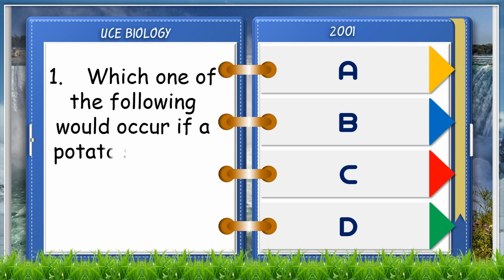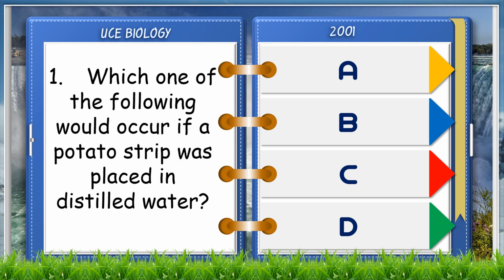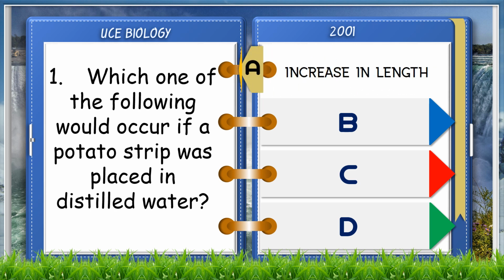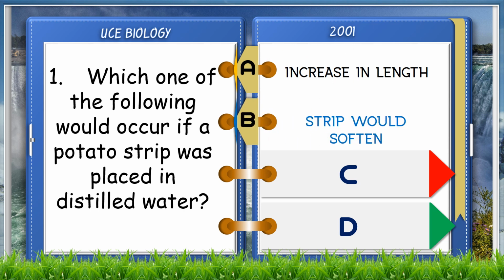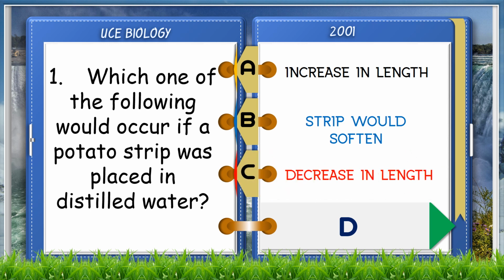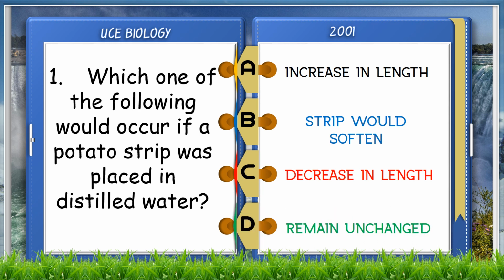Which one of the following would occur if a potato strip was placed in a distilled water? A. Increase in length. B. Strip would soften. C. Decrease in length. D. Remain unchanged. The answer is A. Increase in length.